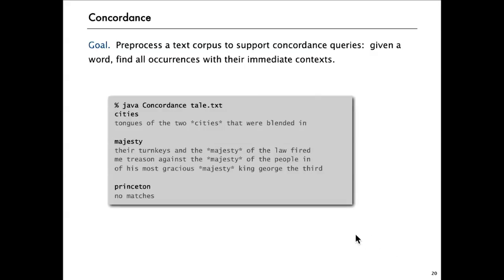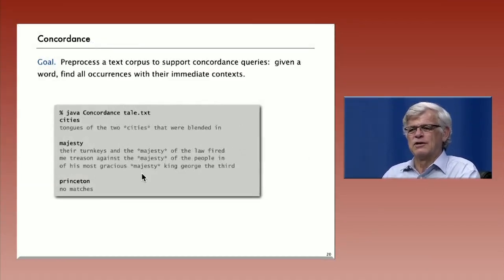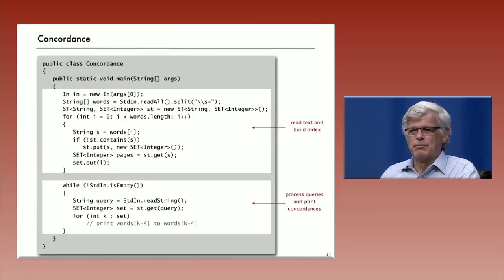So for example, in A Tale of Two Cities, the word cities actually only appears in this one place, and this is the context in which it appears, with the words tongues of the two before and that were blended in after. The word majesty appears in three places, and there's the context. While this is a very special case of what you're very familiar with in web searches, you type in a word and then you get places where that word appears in context. Again, our symbol table API provides an easy way to implement this.